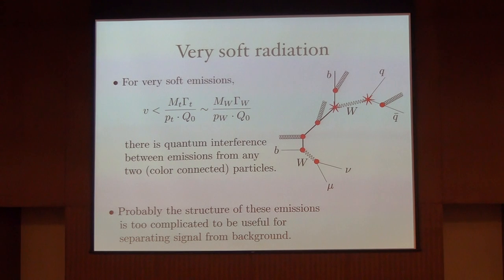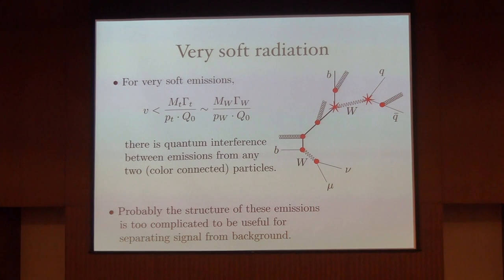Now I should mention one more thing that's not so often important, but for very, very soft emissions, virtualities smaller than the mass of the top quark times the top quark width, or the mass of the W times the W width, those are emissions that happen on a very long time scale, longer than the time it took for the top or the W to decay. In that case, that emission sees color dipoles all over the place.